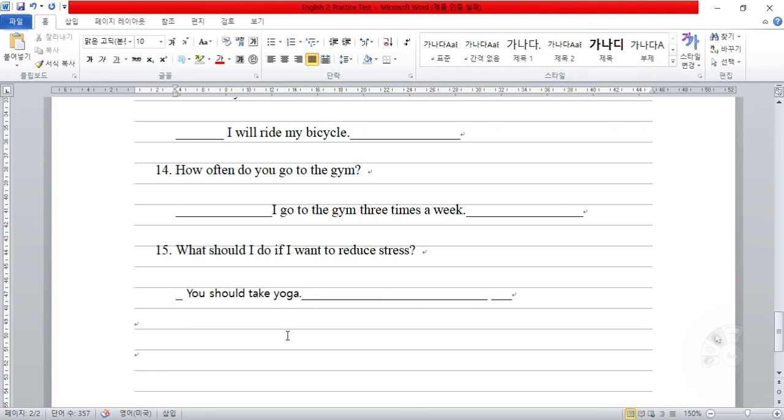Or you should drink tea. You should sleep more. You should meet with friends more often. So any sort of advice, but the same structure. You should do. You should drink tea. You should do this. You should do that.